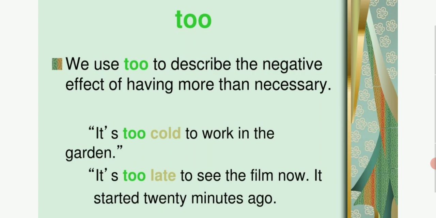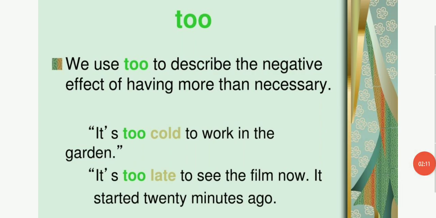Let's start with: it's too cold to work in the garden. So here "too" makes me understand that the weather is very cold. I say it's too cold, it's very cold to work in the garden. Let's see number 2: it's too late to see the film now. It started 20 minutes ago. So "too late" means you are very late to watch the film. It's about to end. You understand this?